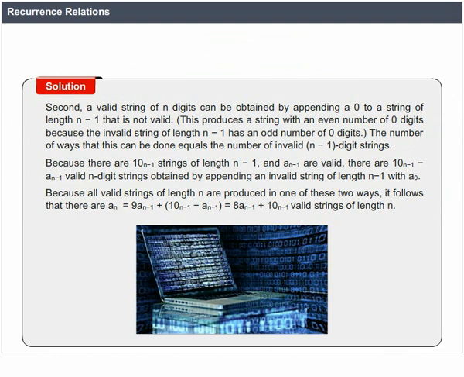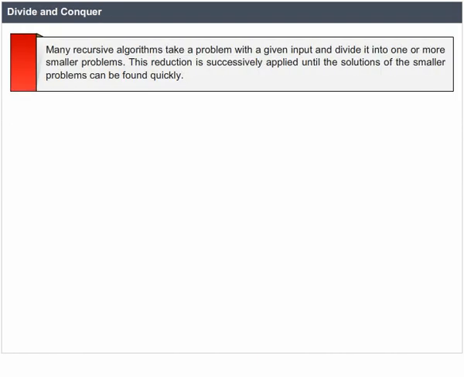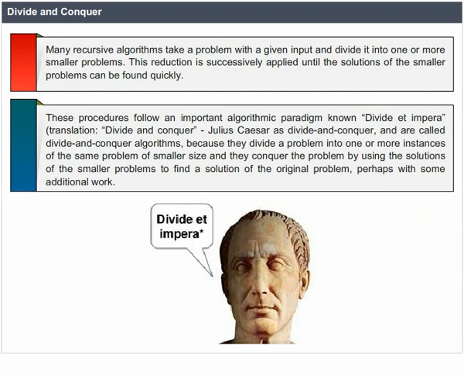Many recursive algorithms take a problem with a given input and divide it into one or more smaller problems. This reduction is successively applied until the solutions of the smaller problems can be found quickly. These procedures follow an important algorithmic paradigm known as divide and conquer.